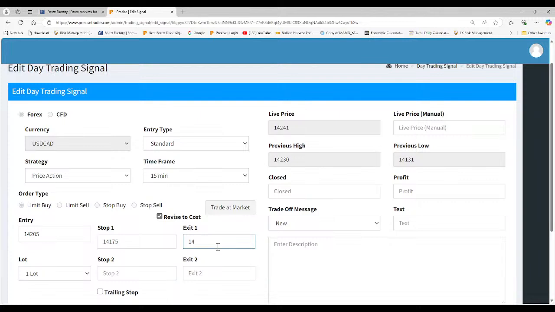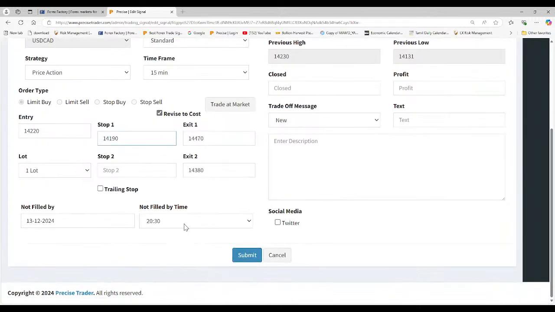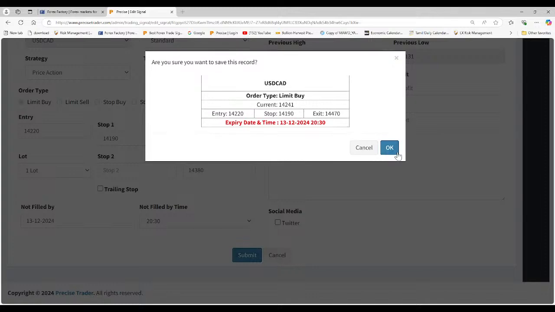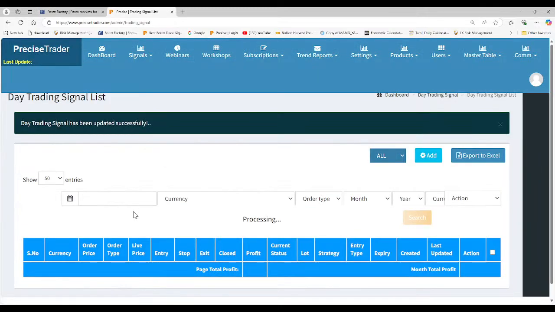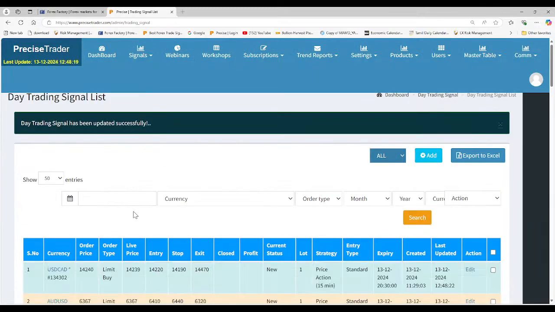revise the TP to 143.20, 143.80, and this one I want to go for 142.20. Then I put my stop at 30 pips. Usually we try to put not more than 30 pips stop loss. So if we get stopped out, then we will do a re-entry, and that's how we work.